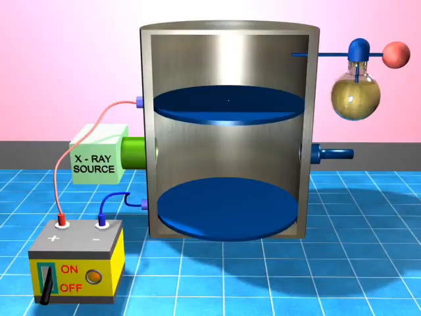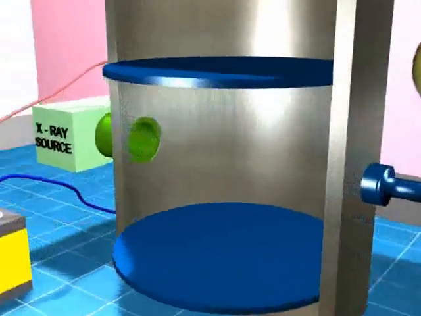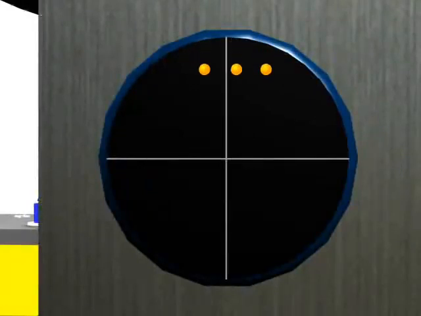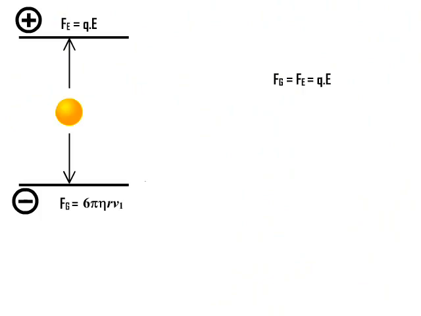Now the voltage is applied between the two plates. The top plate is connected to the positive terminal, and the force due to the electric field, which is Fe equals Q into E, acts on the oil drop upwards, where Q is the charge on the oil drop and E is the magnitude of the electric field. This force can do two things. Number one, it may stop the motion of the oil drop. In that case, Fg equals Fe equals Q into E.